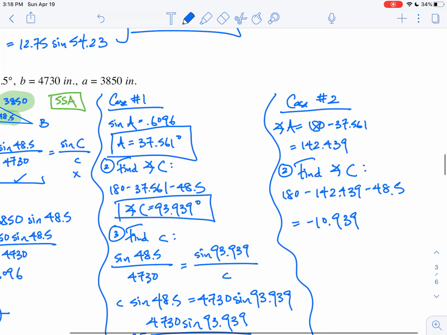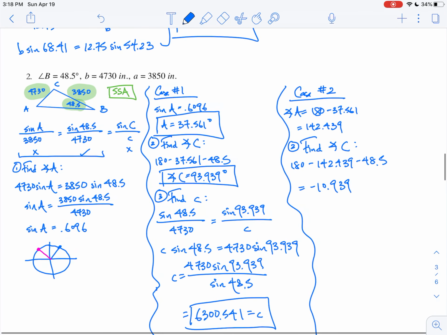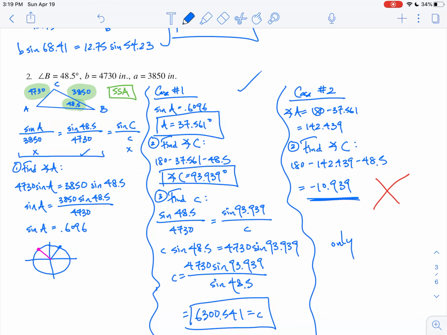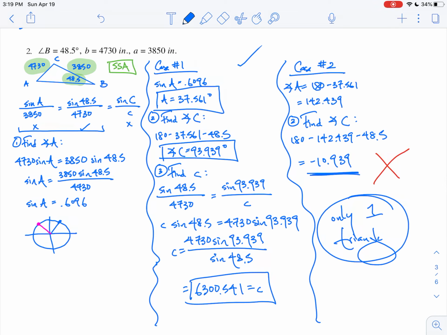10.939. Okay? Now, we haven't seen one of these yet, but this is an ambiguous case where one case works. So that means I definitely have at least one triangle, but I can't have an angle with negative degrees in a triangle. So this one doesn't work, and I can say that there's only one triangle in this case. Okay? So that's kind of how you know. You get to a point where you're like, this doesn't make sense. Like, the numbers don't make sense, and that's how you know you've got either no triangles or one triangle.